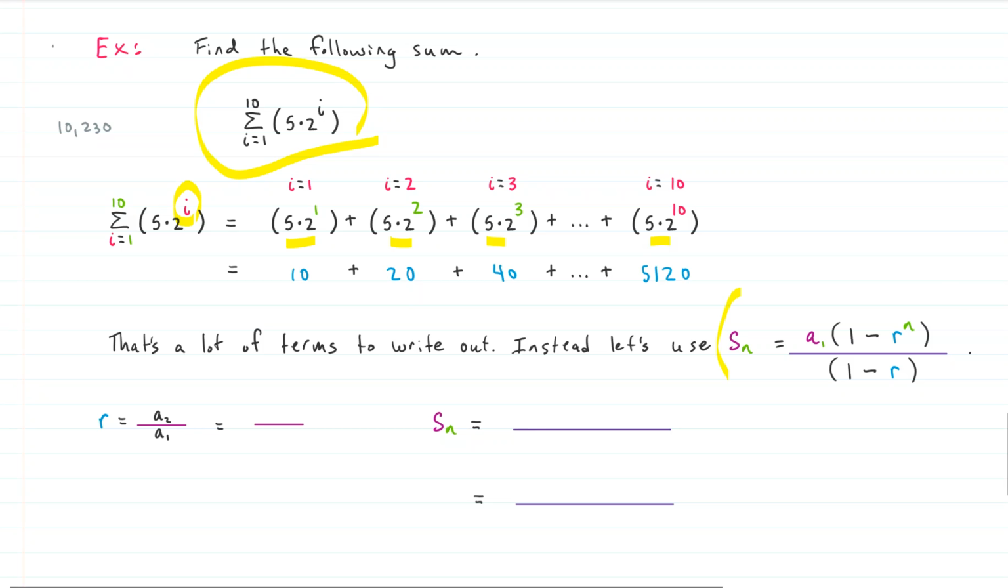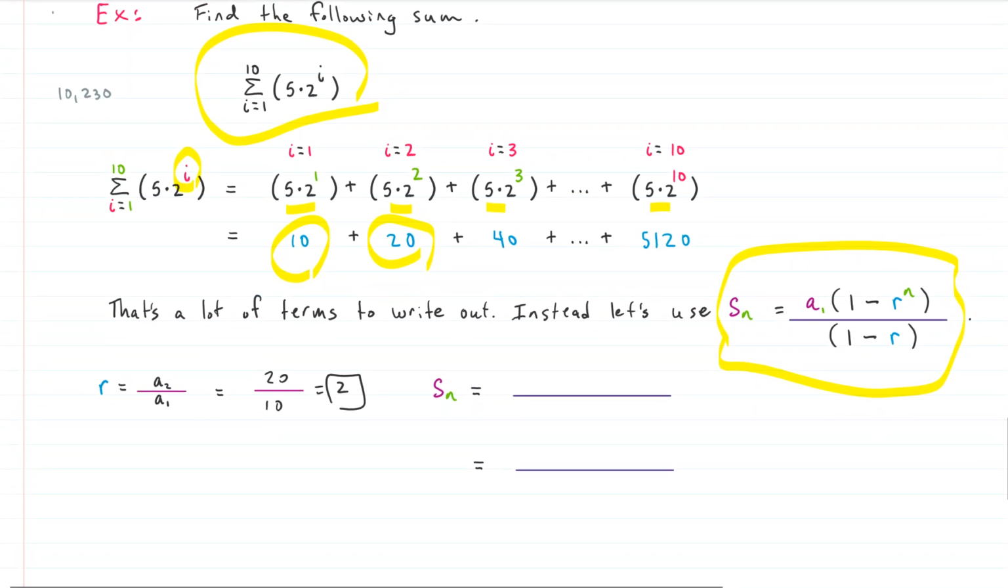We could just use our formula that we have for the nth partial sum. We would just need one thing. We already have our first term, which is 10. Our first term in our sequence. We just need the r. So we compute the first two terms, and we have 10 and 20. We can use those, and we can compute the common ratio, which is 20 over 10, which gives us 2. So 2 is our common ratio, and now we can just write out our nth partial sum.